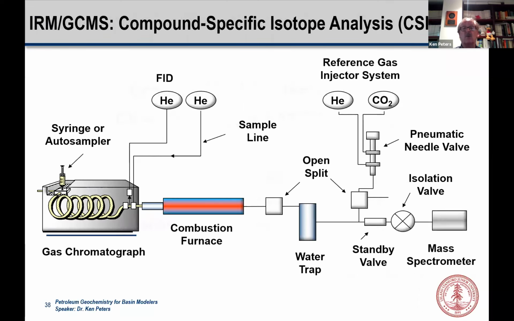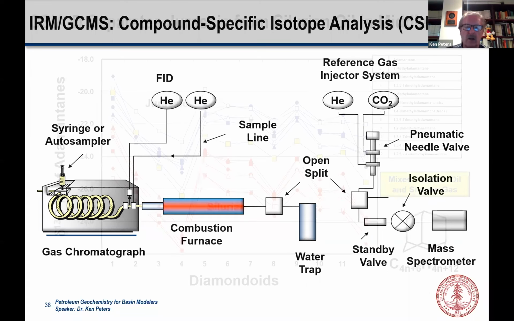Now we can get sophisticated with isotopes, and I'm just going to describe a couple of very quick examples here. This is isotope ratio monitoring gas chromatography mass spectrometry. Now instead of a flame ionization detector, we're using a mass spectrometer. So we take the peaks as they come out at the end of the gas chromatograph here and combust them, and then we measure the isotope composition of the CO2 for each peak. There have been some pretty sophisticated studies here. I'm just going to show you one.